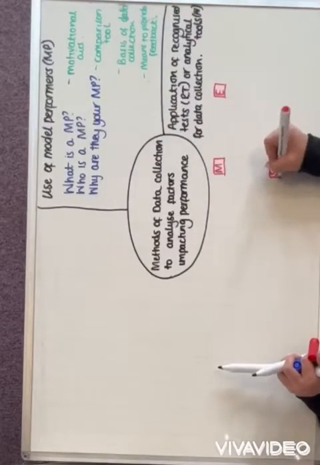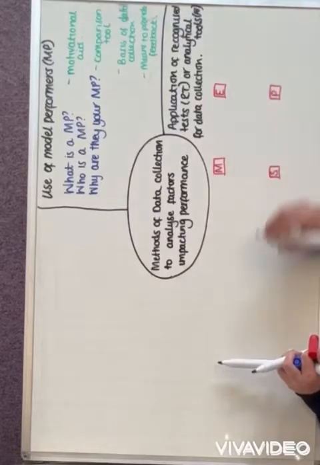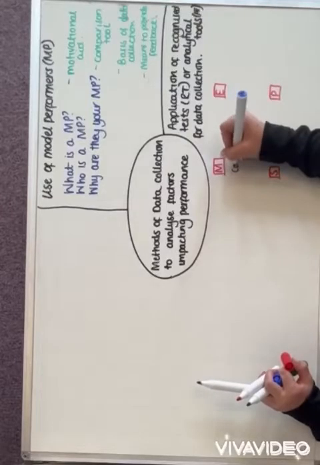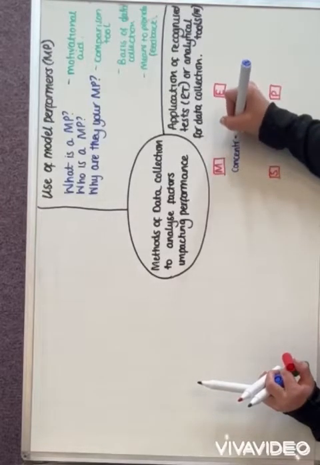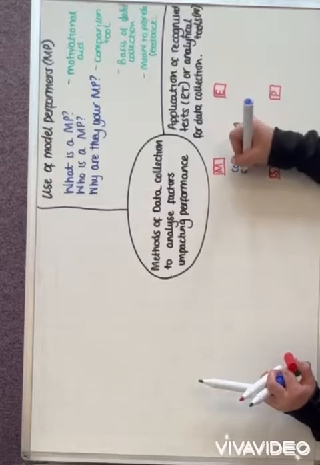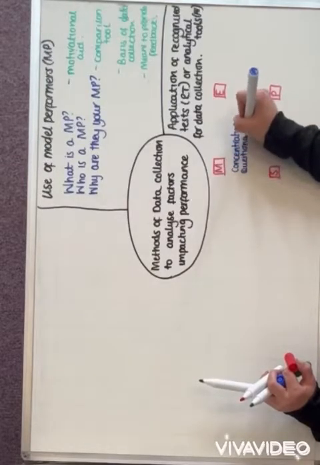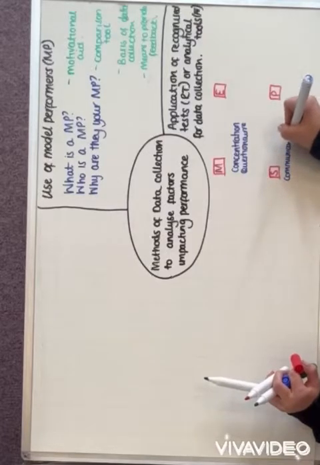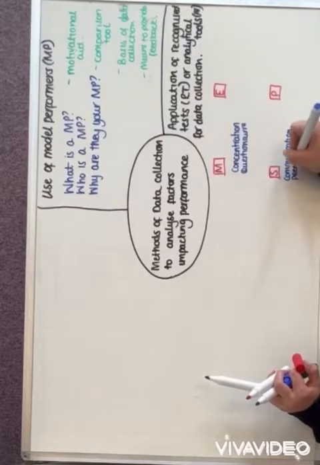We have to know a method of collecting data for each of our 4 factors. So for the mental factor, we completed a concentration questionnaire, which is an analytical tool. For the social factor, we completed a communication peer evaluation. Again, this is also an analytical tool.